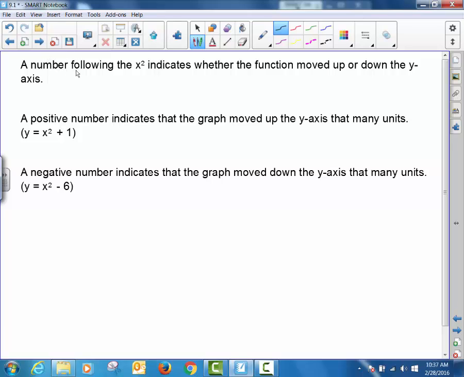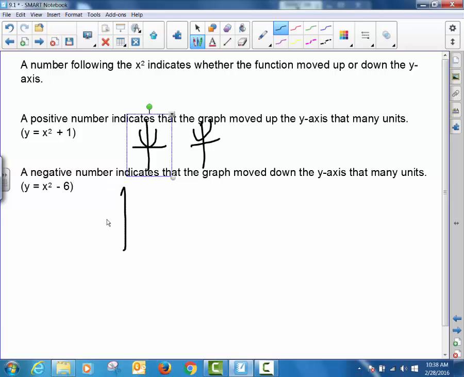A number following the x squared indicates whether the function moved up or down the y-axis. Like this, the number following right here is a positive 1. A positive number indicates the graph moved up the y-axis that many units. So in this case, the parent function is right here. This function moved up 1, okay? In this case, a negative number indicates the graph moved down the y-axis that many units.